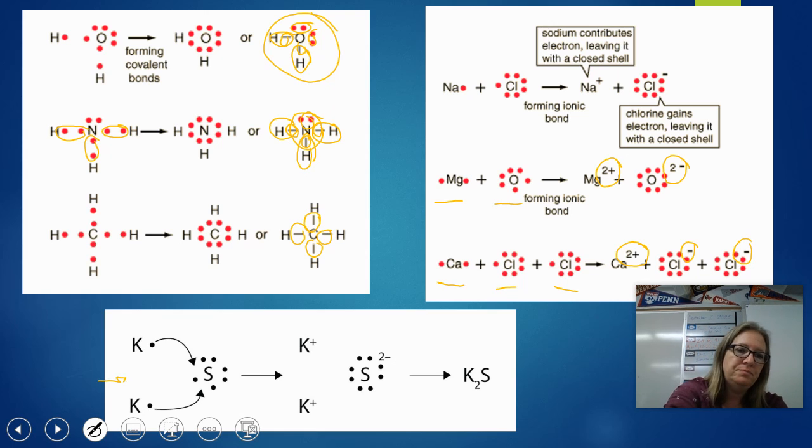Similarly down here with the 2 potassiums and 1 sulfur. Sulfur has 6, it needs 2 more. So it's going to take 2 from the potassiums, giving it a charge of a 2 negative. The potassium each lost 1, giving it a positive charge. And just that single positive means +1, okay?